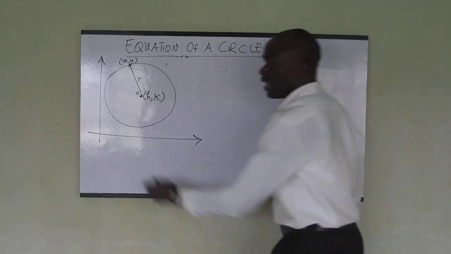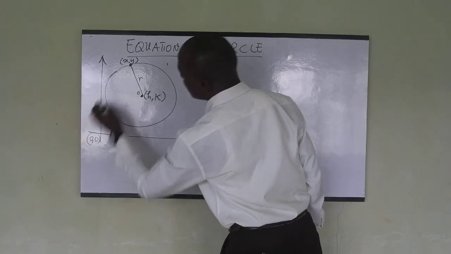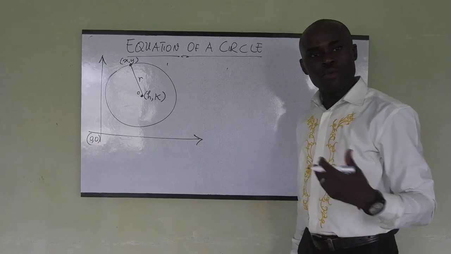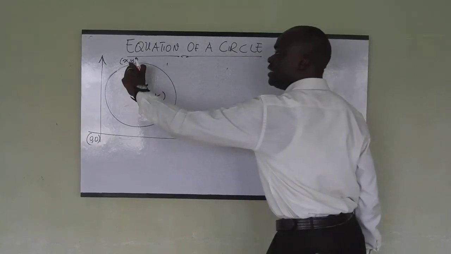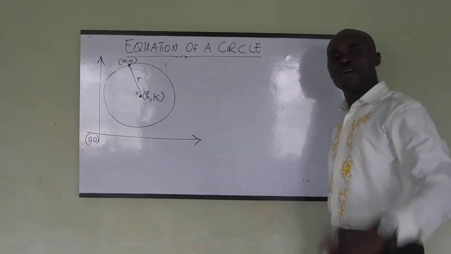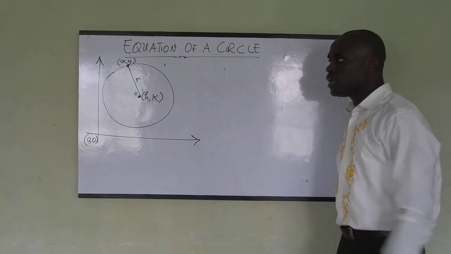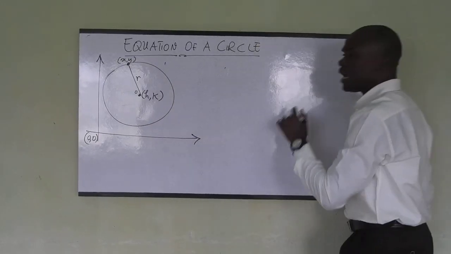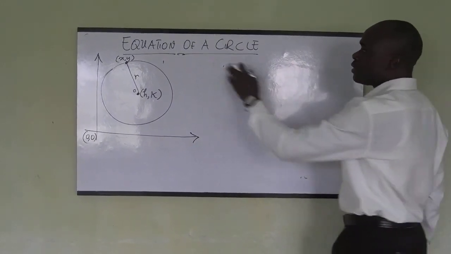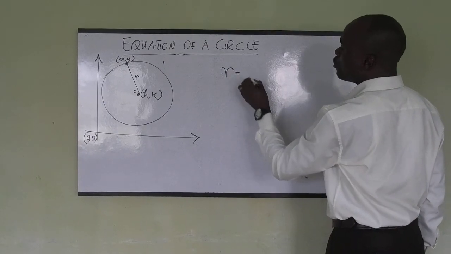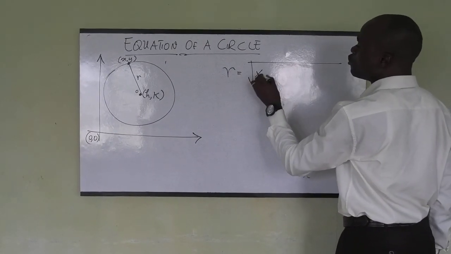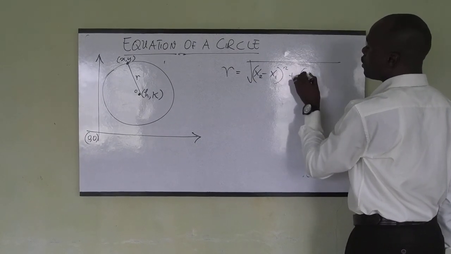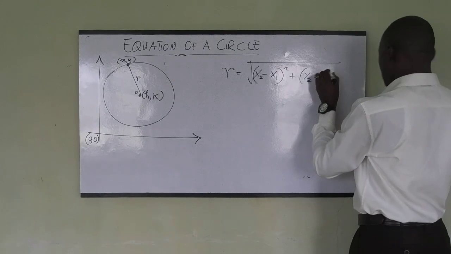Now, see the beautiful thing that happens. Remember, this is the origin, and this is just an arbitrary point, or just any point on the circle. Now, the most important thing is this. We want to find the distance between these 2 points. Remember, in one of my videos, I talked about the distance between 2 points. So if I call this (x1, y1), and I call this (x2, y2), I can use the formula r equals the square root of (x2 minus x1) squared plus (y2 minus y1) squared.